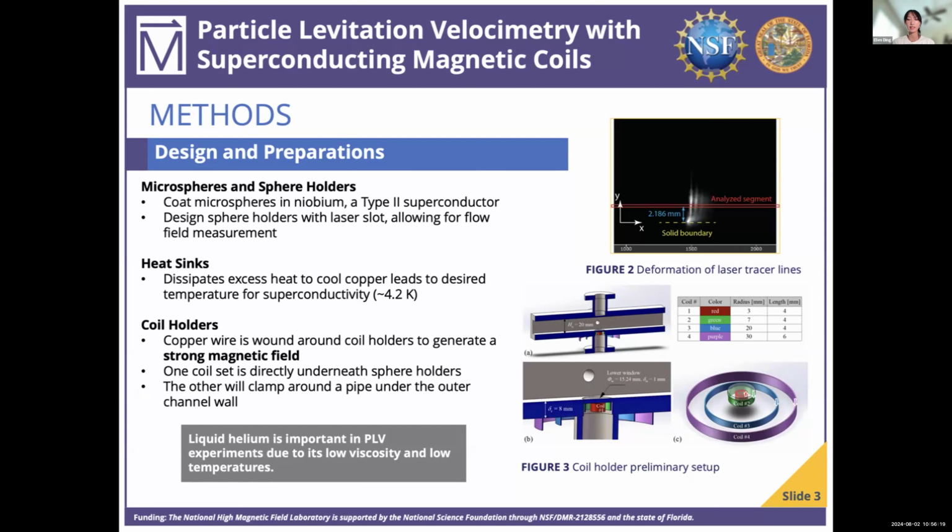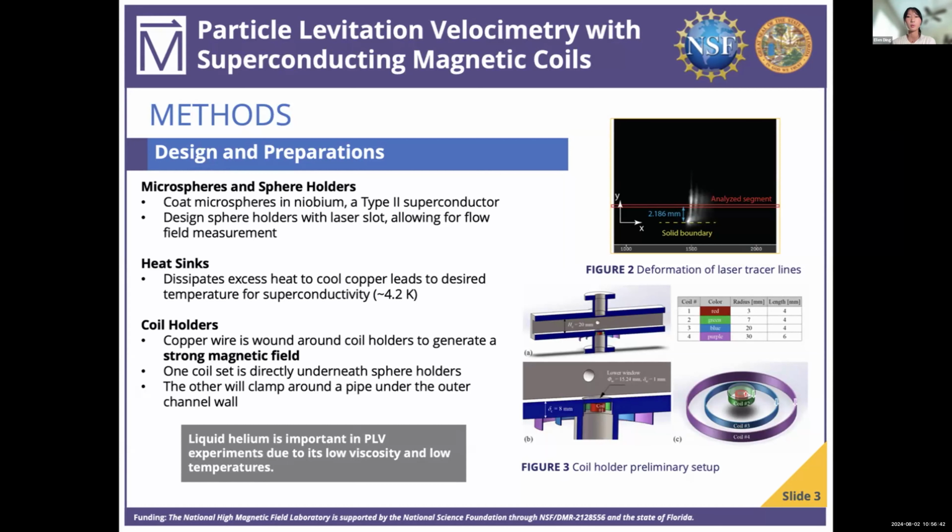The deformation of laser tracer lines, shown in figure 2 to the right, is used to create velocity profiles for boundary layer measurements. Heat sinks are used to dissipate the excess heat in order to cool copper leads to desired temperatures for superconductivity, and this needs to be around 4.2 Kelvin, which is really cold.